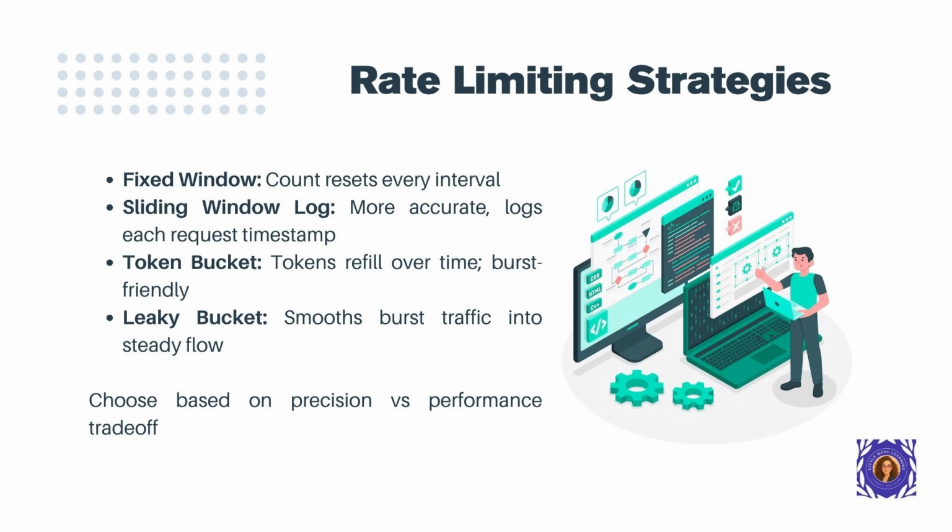Token bucket. This strategy is designed to be burst-friendly. Imagine a bucket that holds a certain number of tokens. Requests consume tokens. Tokens are refilled into the bucket at a constant rate. If a request arrives and there are no tokens in the bucket, it's rejected. This allows for bursts of traffic up to the bucket's capacity, while still enforcing a long-term average rate.